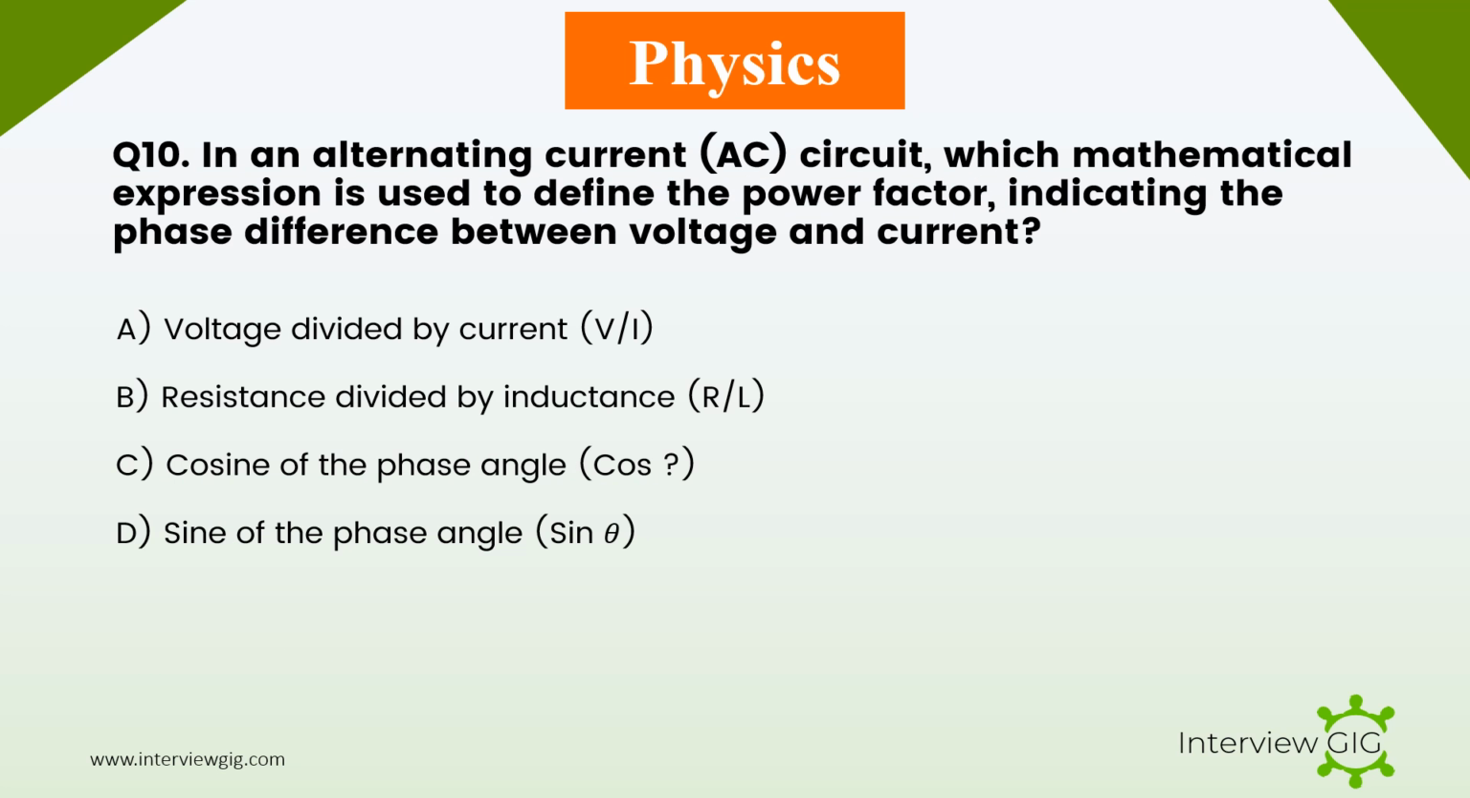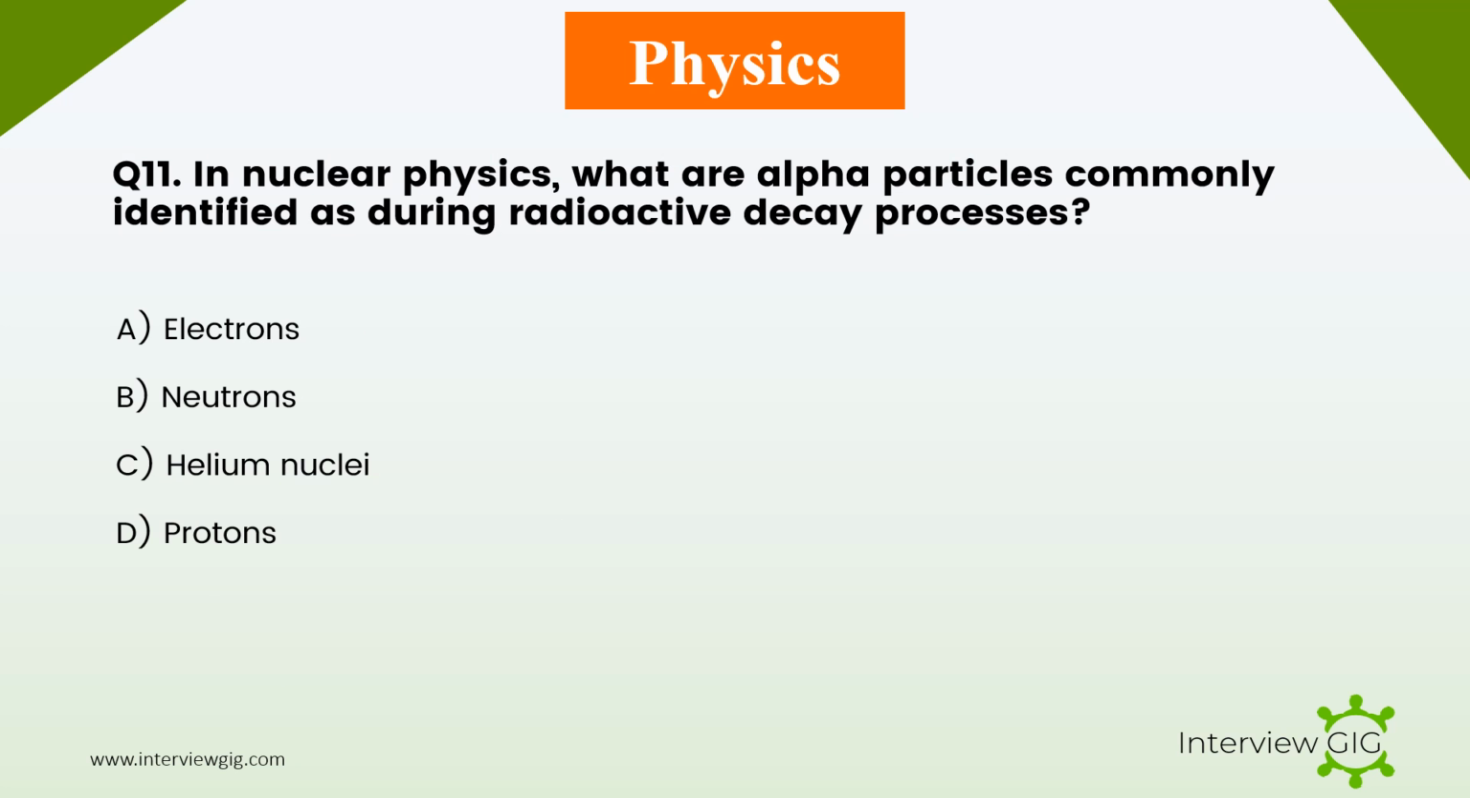Next question. In an alternating current circuit, which mathematical expression is used to define the power factor, indicating the phase difference between voltage and current? Options. A. Voltage divided by current. B. Resistance divided by inductance. C. Cosine of the phase angle. D. Sine of the phase angle. Answer C. Cos theta.